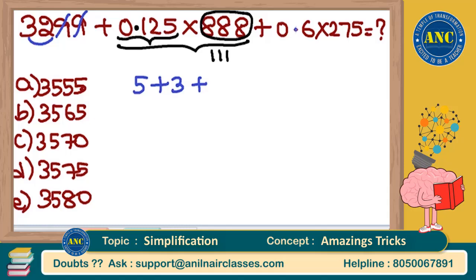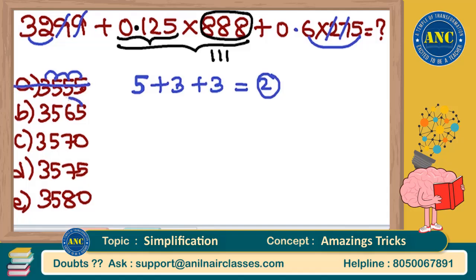And 0.6, it is 6. 2 and 7 cancel. 6 into 5 is 30. Digital sum is 3. 3 plus 3 is 6. 6 plus 5 is 11. 11 digital sum is 2. Check with the answer options. First option: 15. 15 plus 3 is 18. 18 digital sum is not 2.